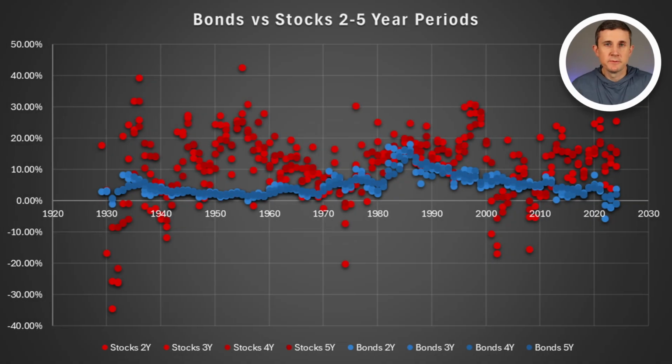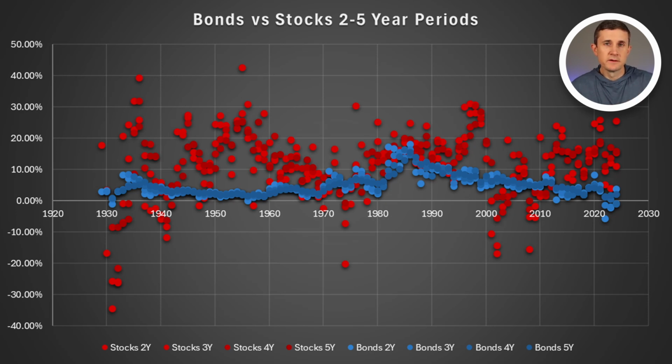To help illustrate this point, I've created a scatter plot so you can see the performance of bonds and stock portfolios over time. This scatter plot actually captures 2 to 5 year periods all the way back to 1928. And there's a couple things that probably stand out immediately. First, stocks are obviously more volatile than bonds. We've already covered that. The range of red is much greater than that of the blues on the graph. Red represents stocks, blues represent bonds.